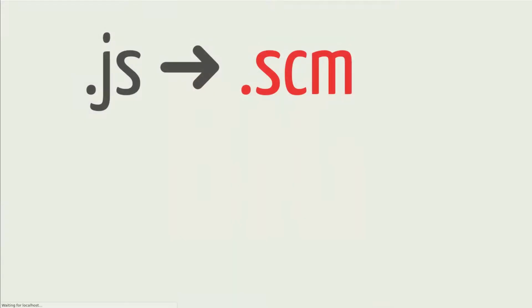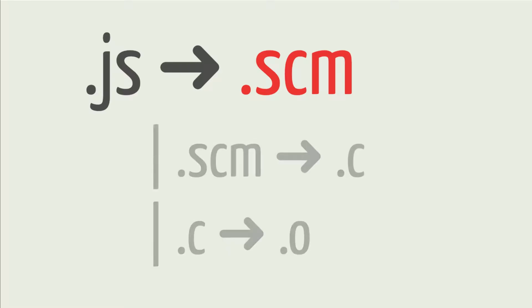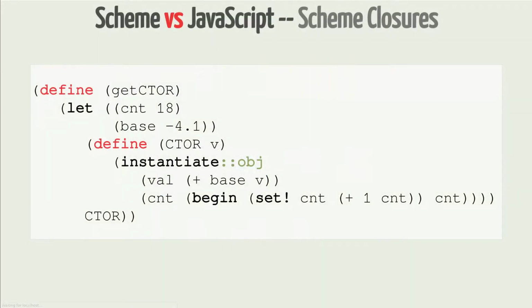The solution has been to compile to another high-level language. Because of the proximity of the two languages, hop.js compiles JavaScript to Scheme. The generated Scheme programs are then compiled into C. These C files are then eventually compiled to object files or shared libraries. In spite of their proximity, JavaScript and Scheme have significant differences. In this talk, we present two of them.